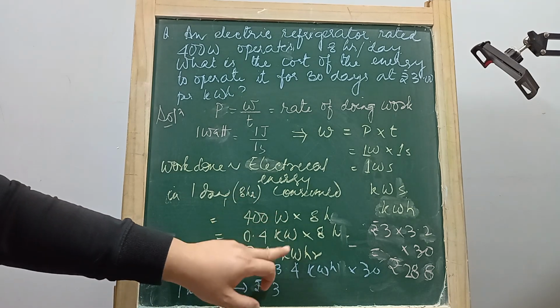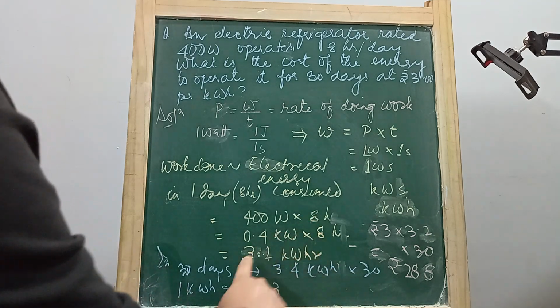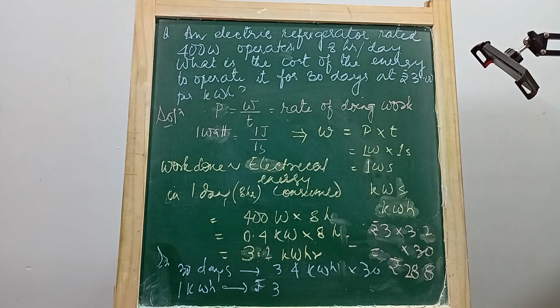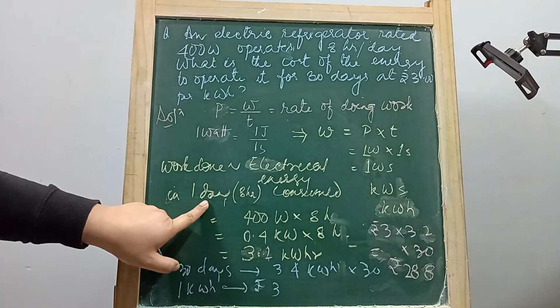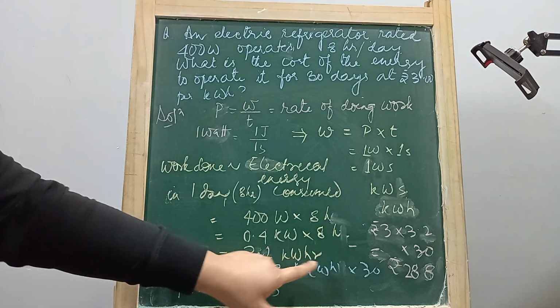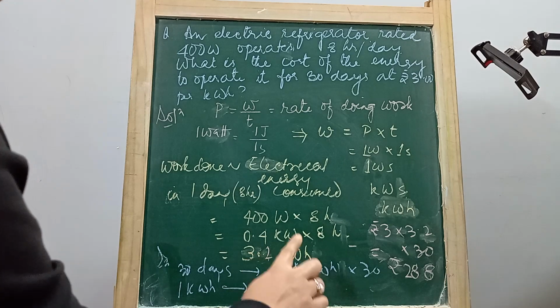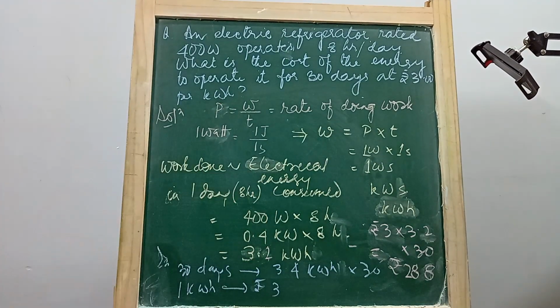The time remains as it is. So now multiply: 8 4s are 32. There will be one decimal point, so 3.2 kilowatt hour. That means if the machine works for 8 hours per day, in 1 day it will consume 3.2 kilowatt hour of electrical energy.